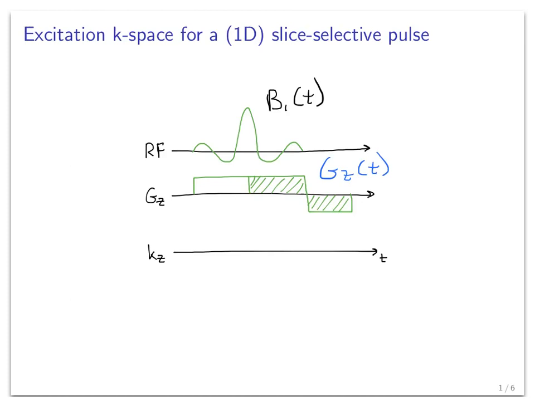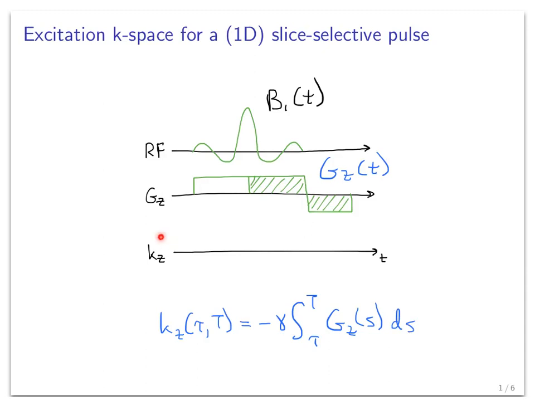Now, before we defined kz of tau, comma t, capital T, as being equal to minus gamma times integral from tau to capital T of GZ of S ds. Okay? So we are now in a position to plot this bad boy, okay?